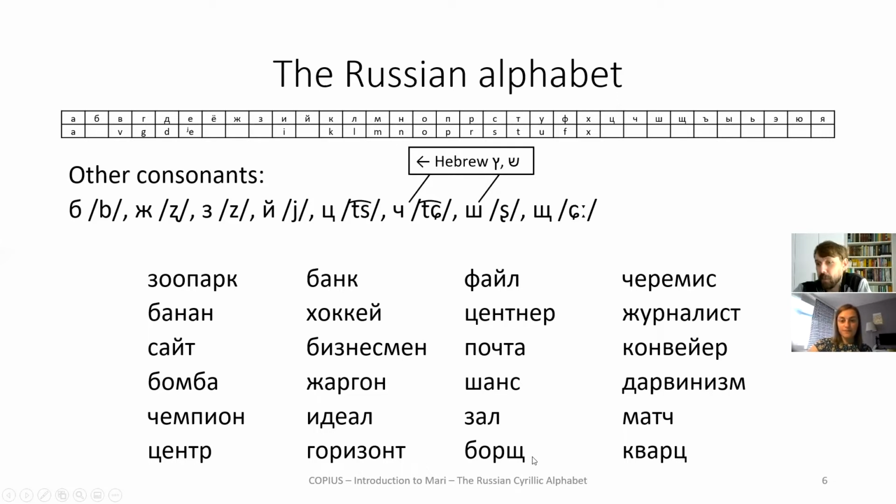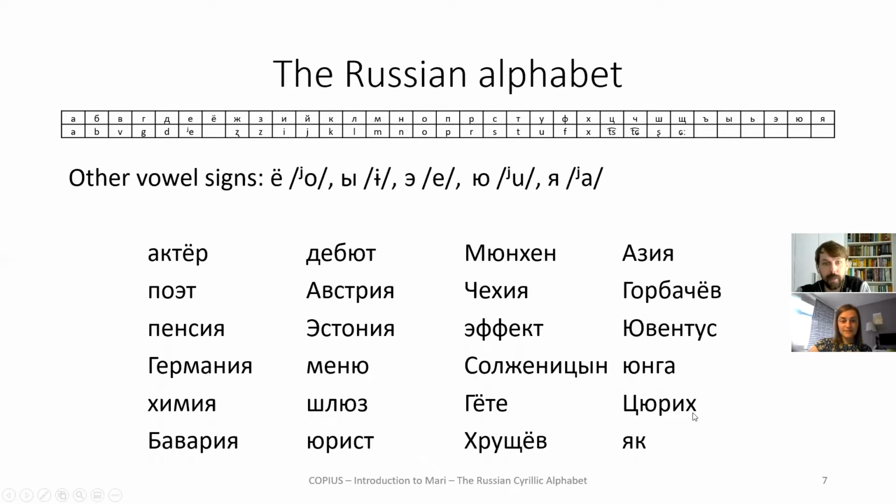Борщ. Okay, this is borscht, this let's say Eastern Slavic soup. Черемис. Cheremis, this is the exonym for Mari. So what traditionally the Russians have historically called the Maris. Журналист. Journalist. Конвейер. Conveyor. Дарвинизм. Darwinism. Матч. Match. Кварц. Quartz. Okay, so we have all the consonants at this point.